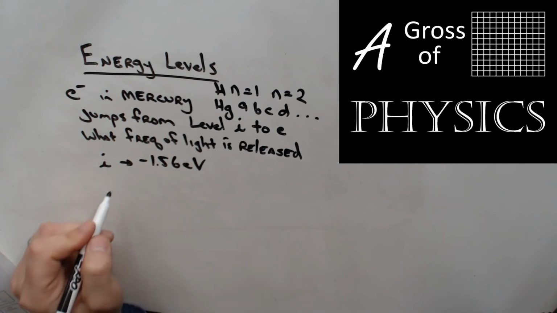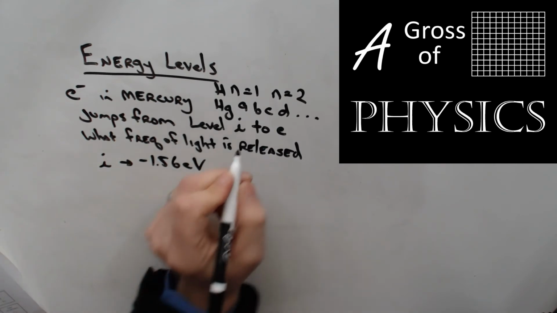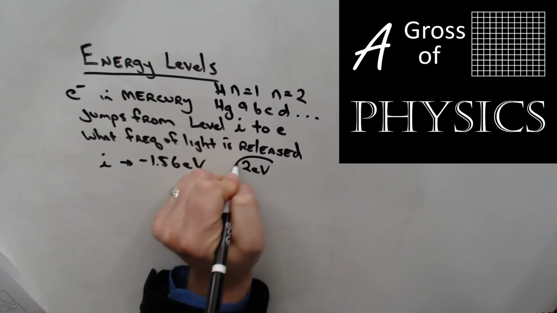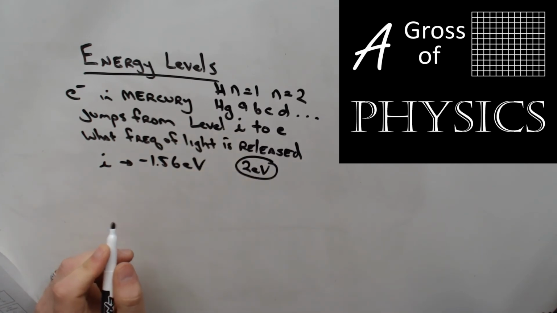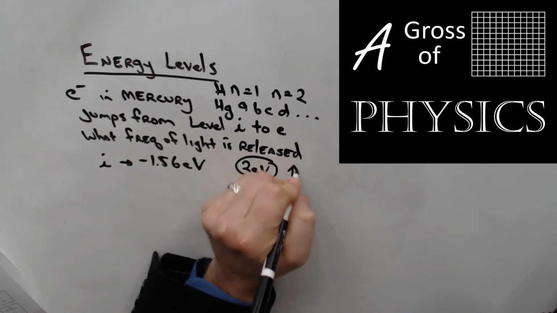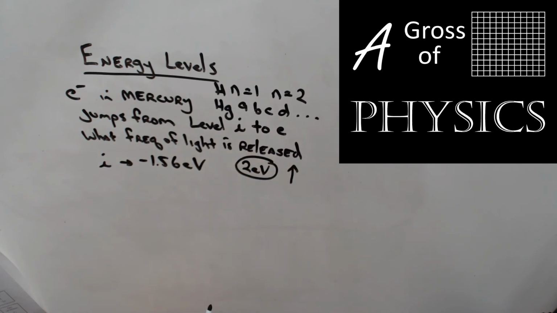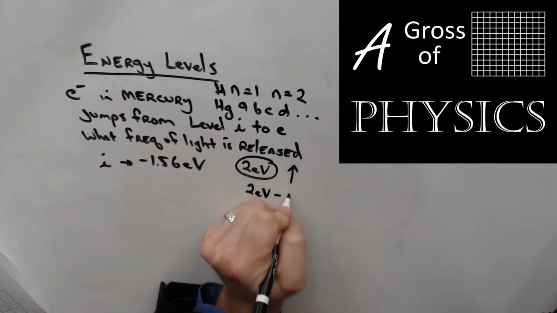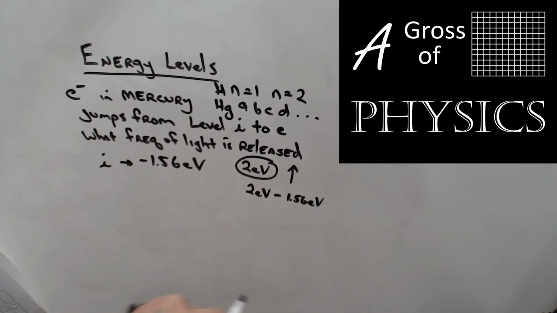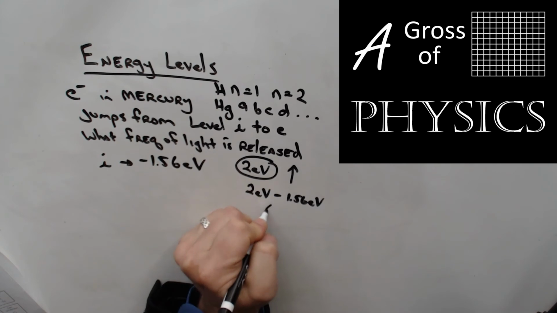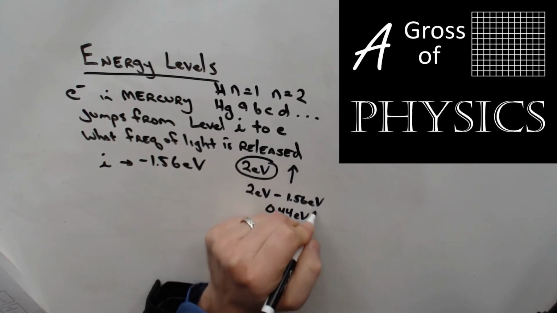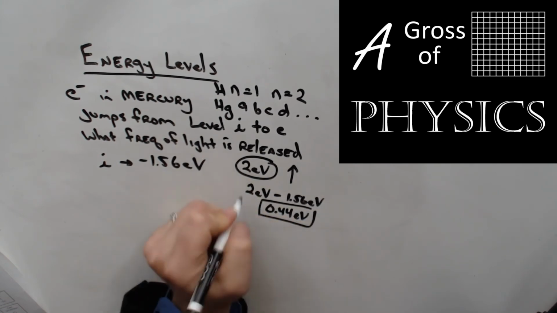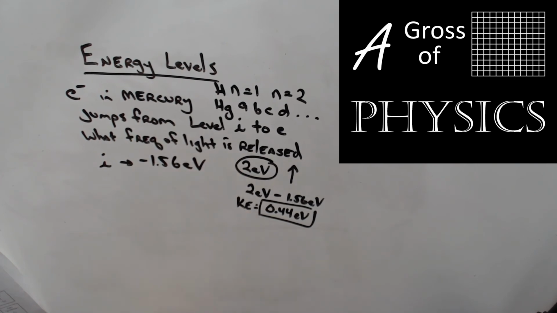For example, if we're in the I energy level and I give it 2 electron volts of energy, what will happen is the electron will be removed. It'll be kicked out of the atom. It'll be ionized. And what we would do is take 2, which is what I gave it, and subtract from it 1.56, which is what was needed. So 2 minus 1.56, and that's going to be 0.44 electron volts of energy. That would be the kinetic energy given to the electron.